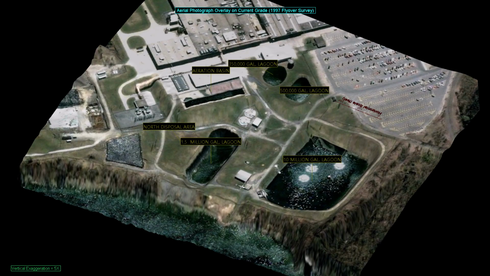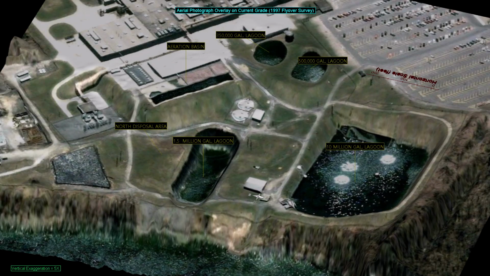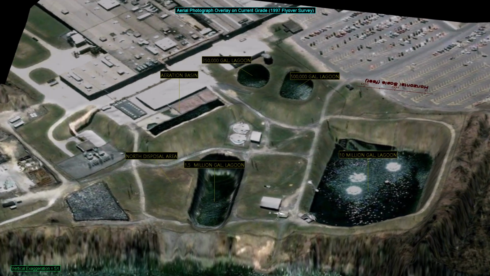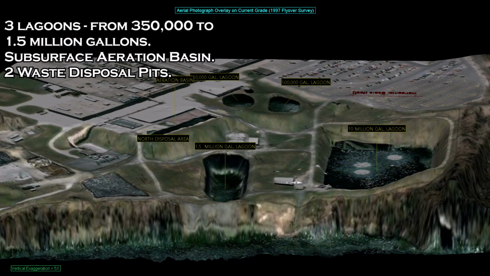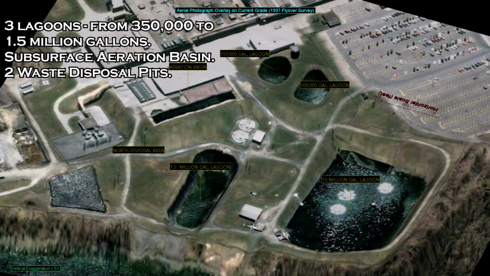Remediation of PCB-impacted soil at a former manufacturing site presented a complex characterization and excavation challenge. The site included 3 discharge lagoons with capacities ranging from 350,000 to 1.5 million gallons, a subsurface aeration basin, and 2 large buried waste disposal pits.